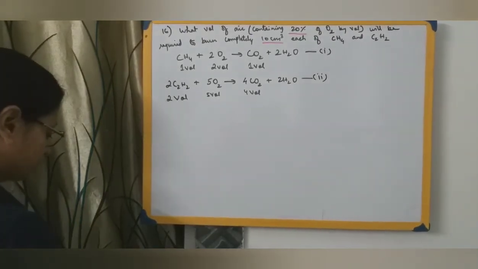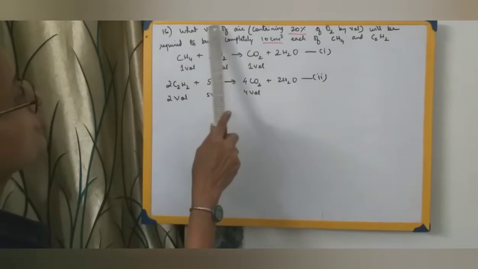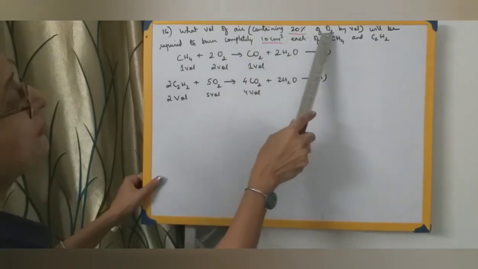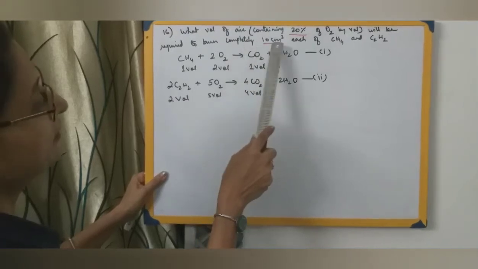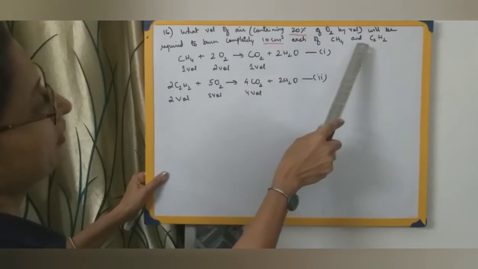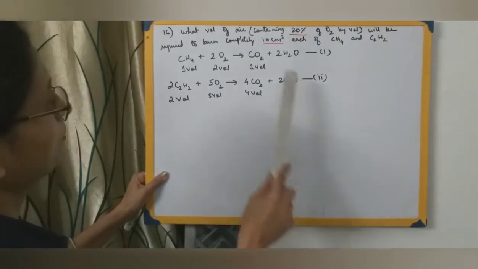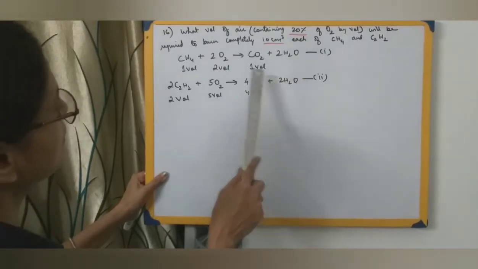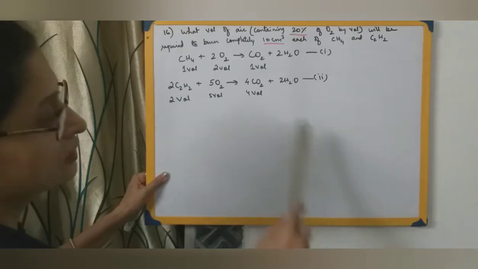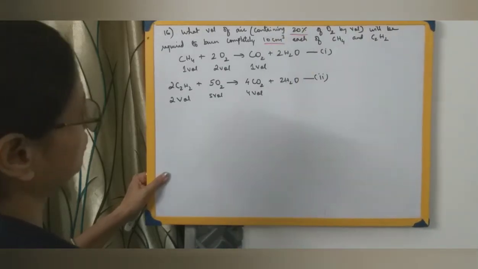Next, what volume of air containing 20% of oxygen by volume will be required to burn completely 10 cubic centimeter each of methane and acetylene? Both these equations are given as a part of the question, but I never wanted to write it down again, so I have written it down as a part of the solution. In the textbook, both these equations are given.